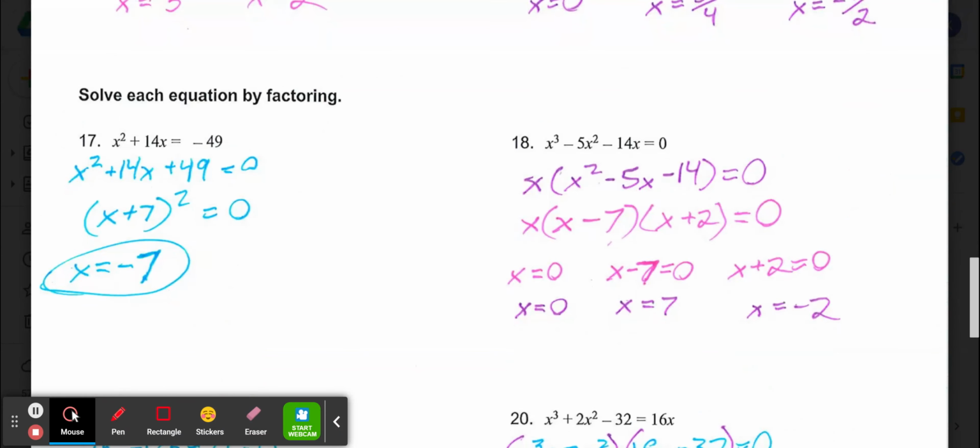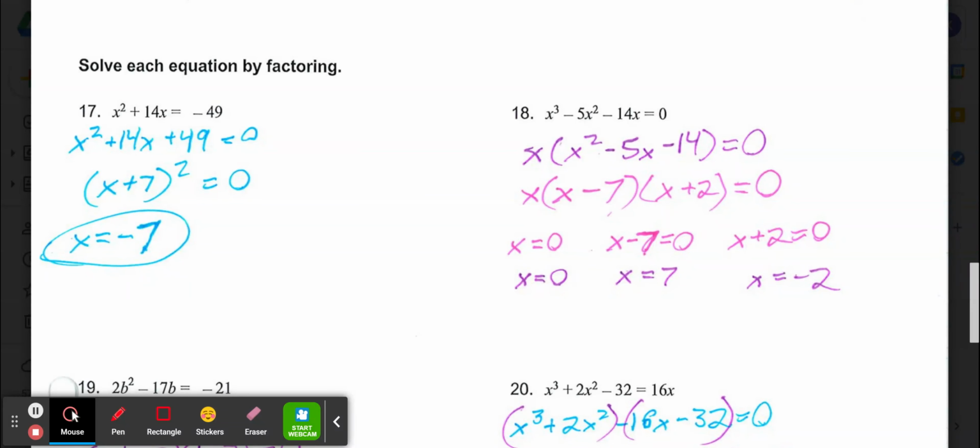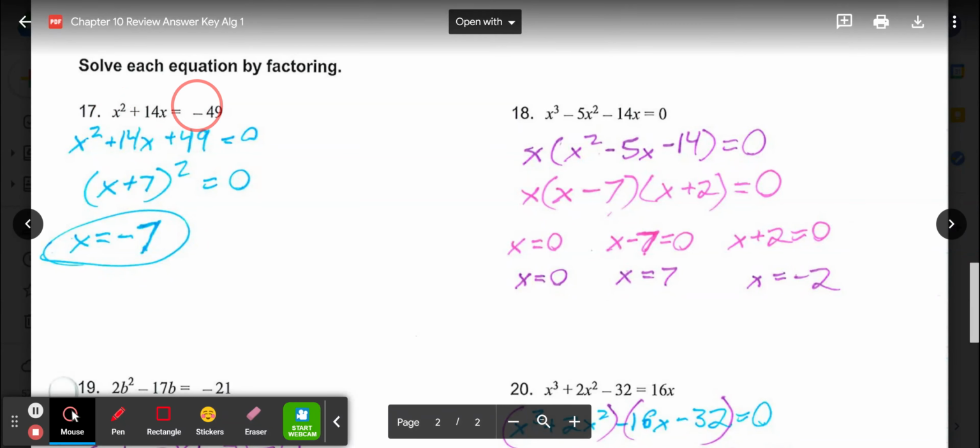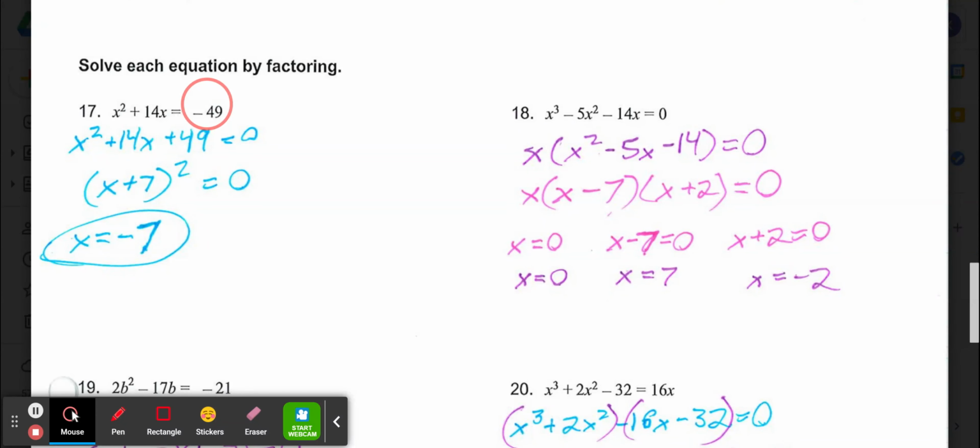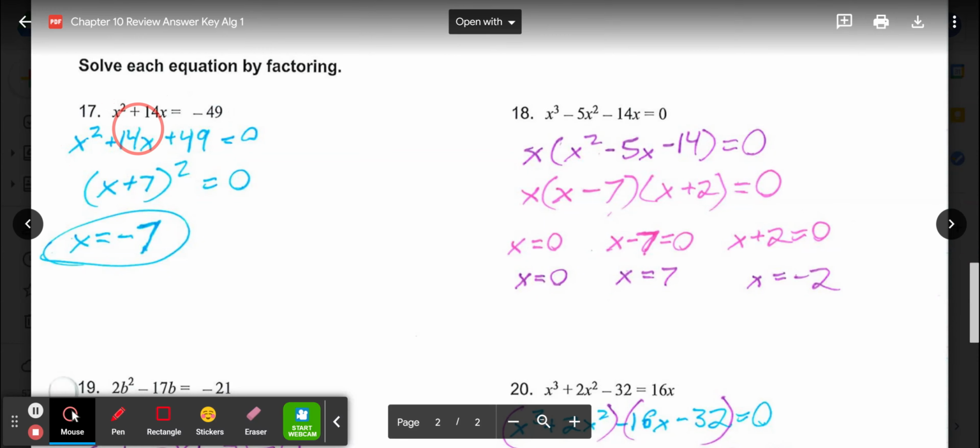Now 17, 18, 19, 20, they want us to solve by factoring. Meaning the first thing we have to do is get our whole piece equal to 0. So in 17, we need to add 49 to get rid of this negative 49. So we'd have x squared plus 14x plus 49 equals 0.